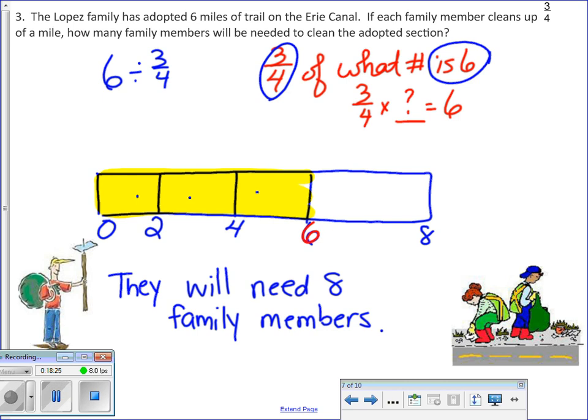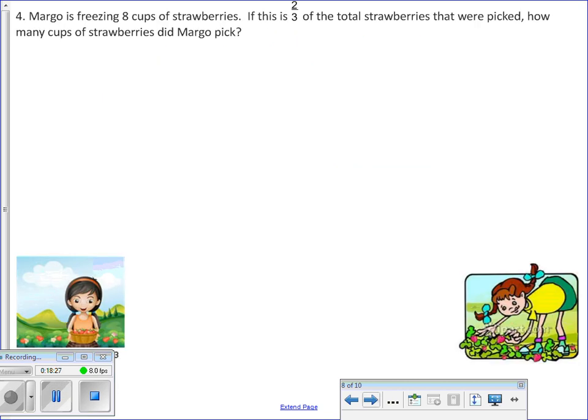Alrighty then, moving right along. Margot is freezing 8 cups of strawberries. If this is 2/3 of the total strawberries that were picked, how many cups of strawberries did Margot pick? Now, wait a sec. How many cups of Margot? You've got me all frazzled now. Okay, great. Let's regroup, please. We need to think about what they're asking us here.